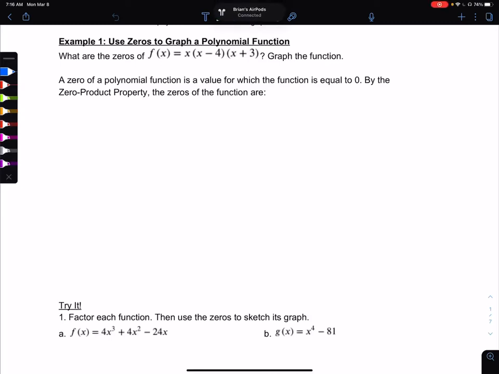In this video, we're going to look at example 1, where we use zeros to graph a polynomial function. We're asked, what are the zeros of f of x equals x times x minus 4 times x plus 3, and then we're asked to graph the function.